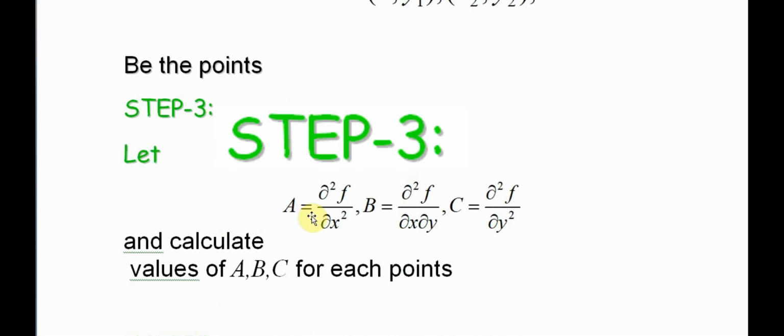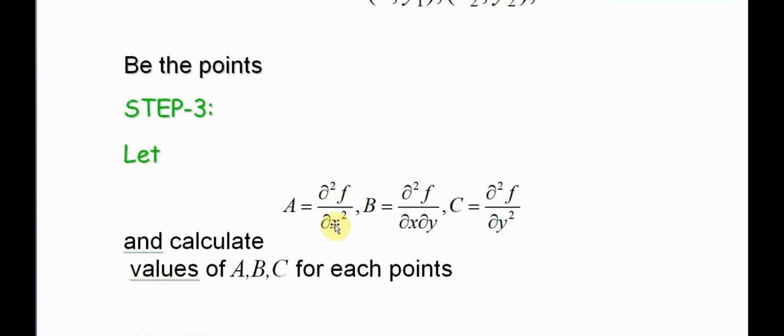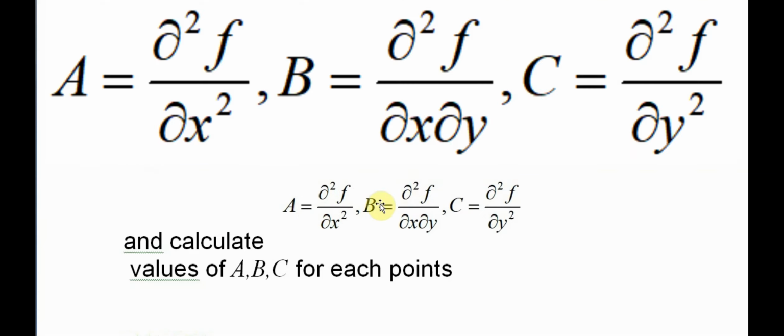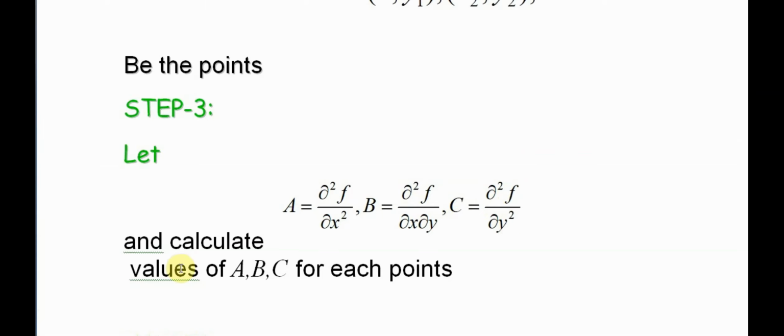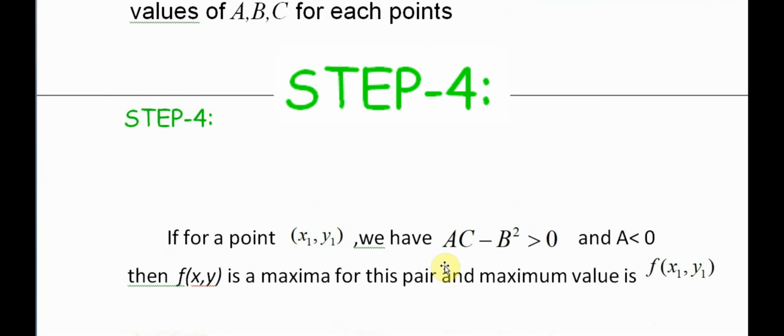Let a be equal to dou square f upon dou x square. We are going to find the value of a. Next we find the value of b, where b is equal to dou square f upon dou x dou y, and c is equal to dou square f upon dou y square. Calculate all the values a, b, c for each point. Depending on how many points there are, in some exams you may get 4 points, 6 points, or even 8 points, so for all of them we simplify the a, b and c values. Next we'll go to step 4.